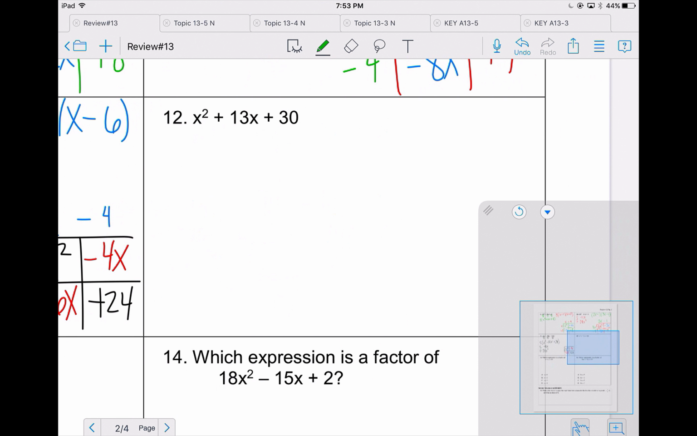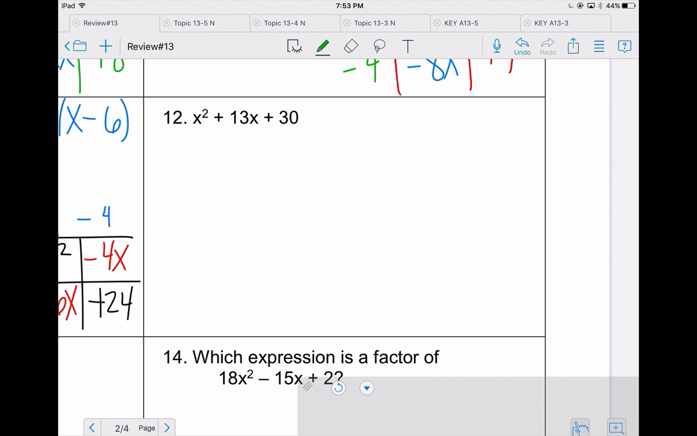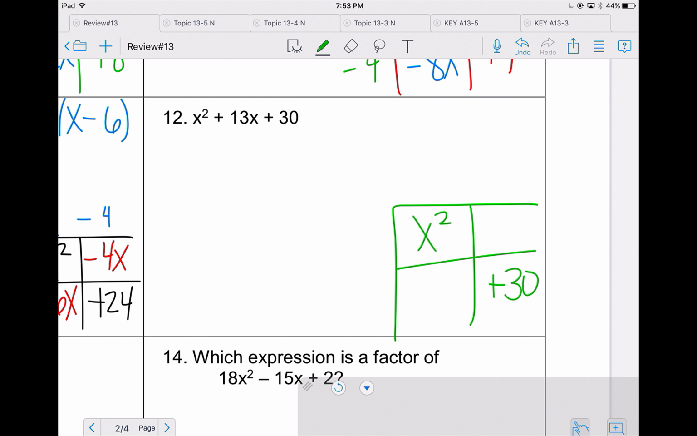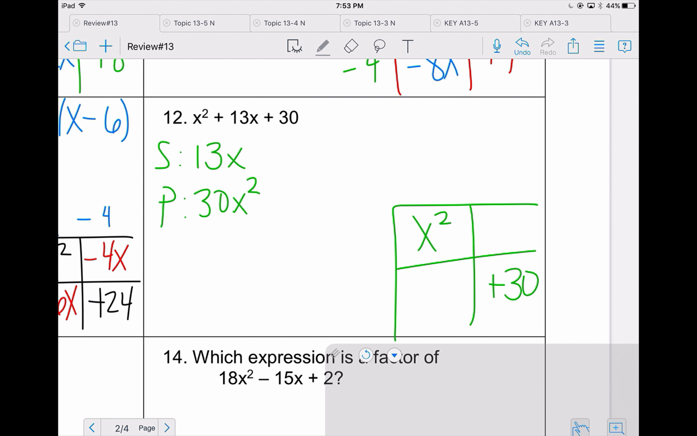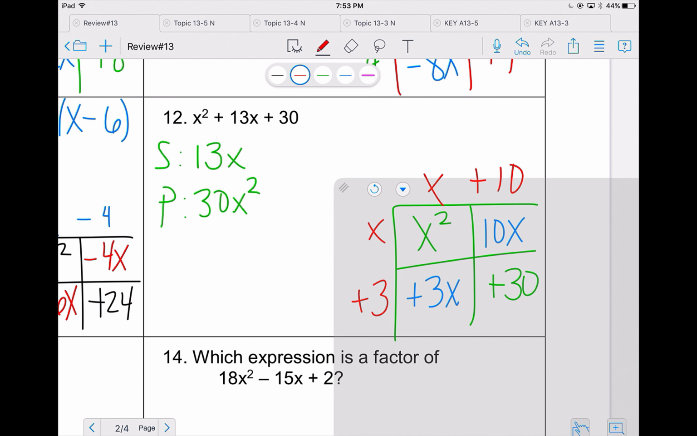Problem 12. X squared plus 13x plus 30, no GCF, so I go straight to my box. My product is 30x squared. My sum is 13x. When you put 30 into y equals and look at your table, you can see a 10x and a 3x. I take out my GCFs. And I'm left with x plus 10 and x plus 3.